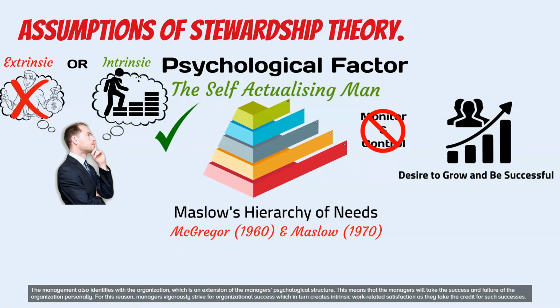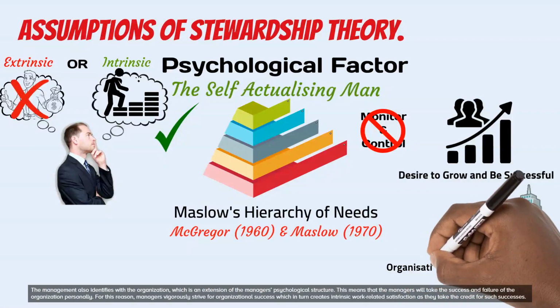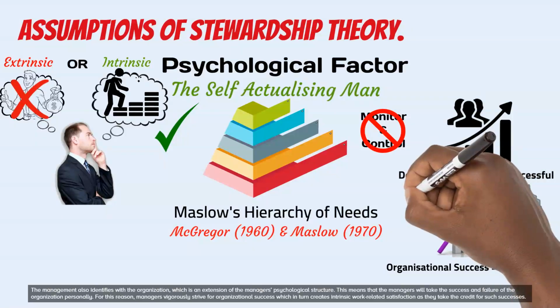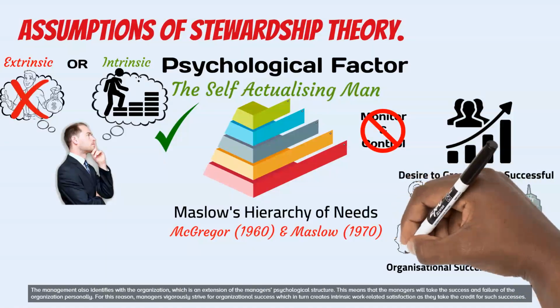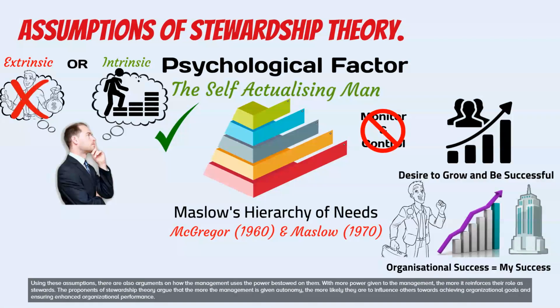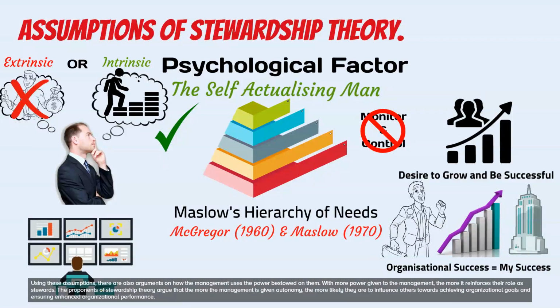The management also identifies with the organization, which is an extension of the manager's psychological structure. This means that the managers will take the success and failure of the organization personally. For this reason, managers vigorously strive for organizational success, which in turn creates intrinsic work-related satisfaction as they take the credit for such successes. Using these assumptions, there are also arguments on how the management uses the power bestowed on them.